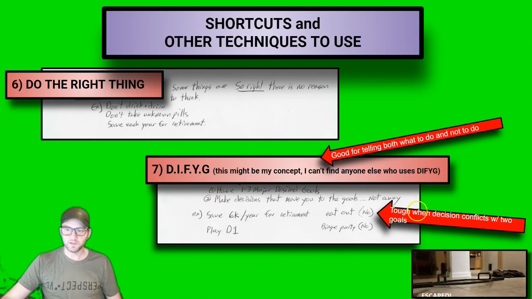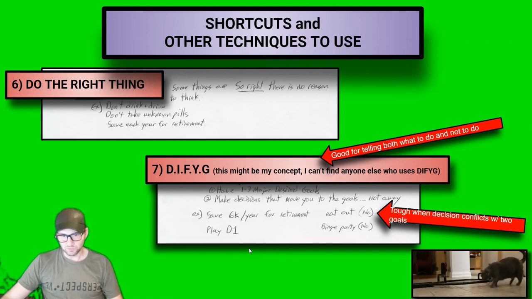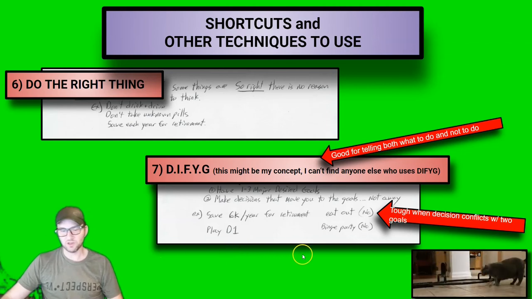This is really tough when a decision conflicts with two of those goals. For example, I had two major goals: save for retirement and trick someone into marrying me. So that decision to buy a ring from earlier in the lesson is away from retirement, but it's towards the goal of being married. So DIFYG decisions are sometimes tough when goals come into conflict.